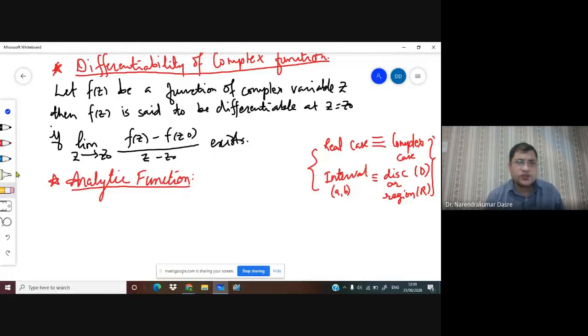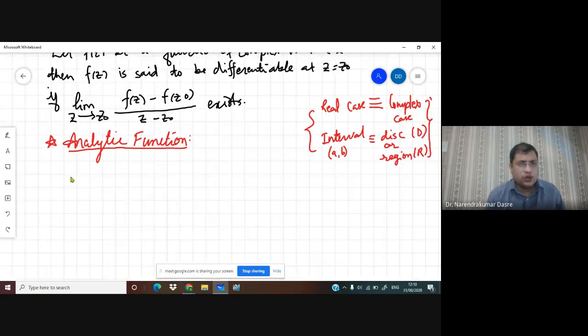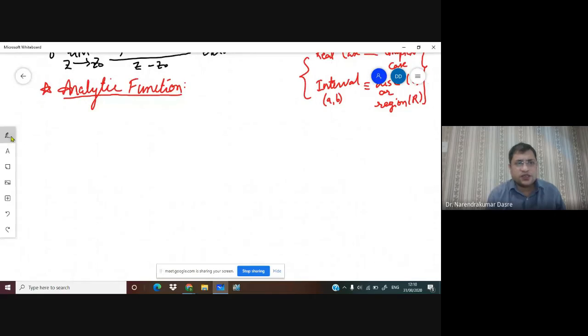Now onwards, when I write U, it is going to be the real part of the complex function, and when we write V, it is going to be the imaginary part of the complex function f of z. Now we have to think of analytic function. So how and what is the analytic function? Once we define the derivative, we are able to define the analytic function, which is very important to us. In this semester, we'll talk about only analytic function, and the different properties of analytic function that we are going to explore in this semester.